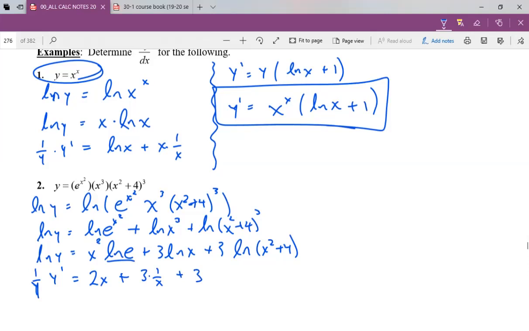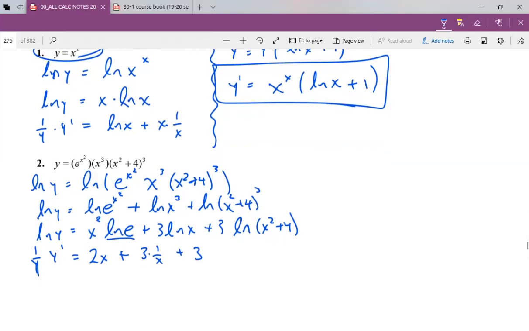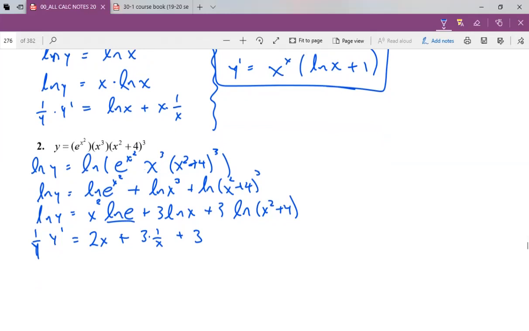And this is really the only one that ends up being formidable at all. We have 3 times the derivative of natural log, which is 1 over the inside, the inside stays the same. And then multiply that by the derivative of the inside, by chain rule. And the next step, y prime is going to be equal to, let's just tidy this up a little bit. So let's call this y, multiplying both sides by y. So we have 2x plus 3 over x plus 6x over x squared plus 4.